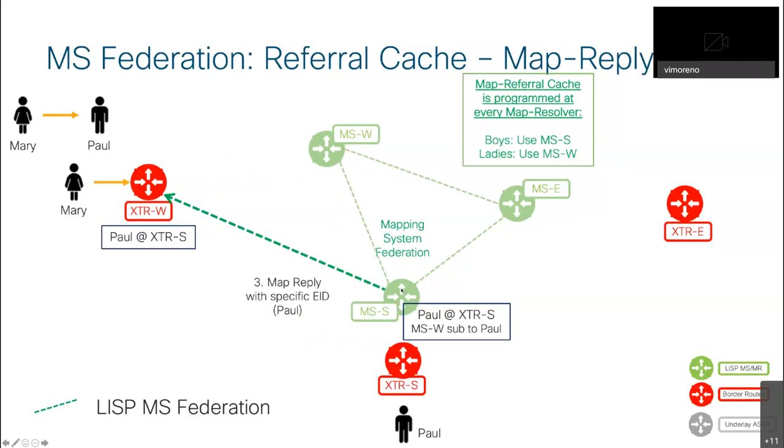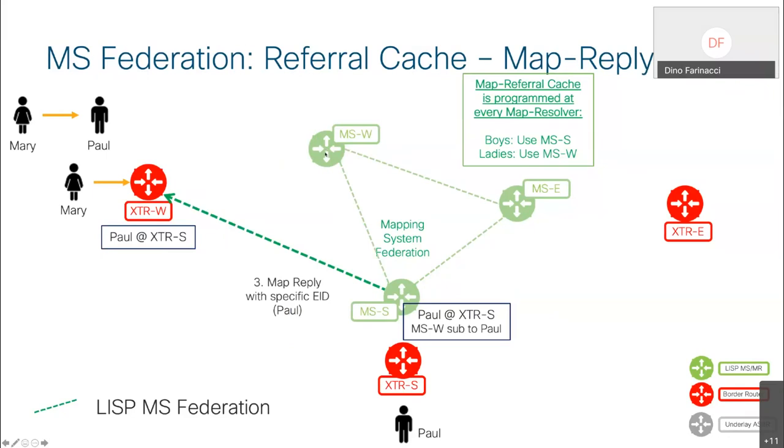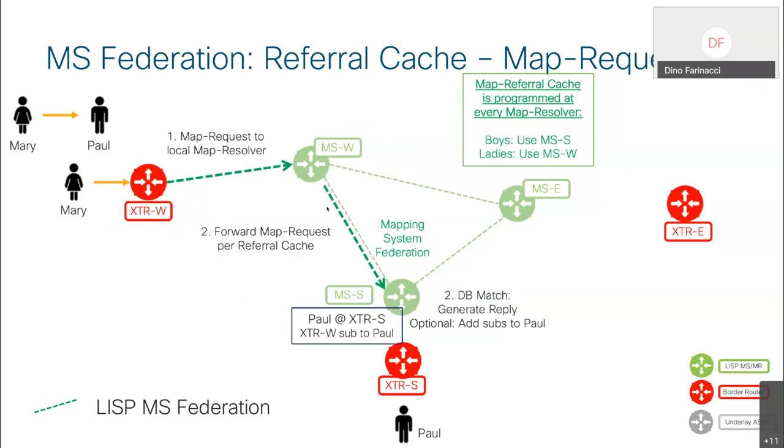When I get my reply, in these diagrams that I put together, I'm sending the reply directly to the XTR. I think it could be proxied through their map servers. I think you don't have to do that because if the reply comes back, it could come back directly because you've already gone through the policy and you've permitted the map request to continue. If the map request was denied at MSW, then you wouldn't tell MSS anything.